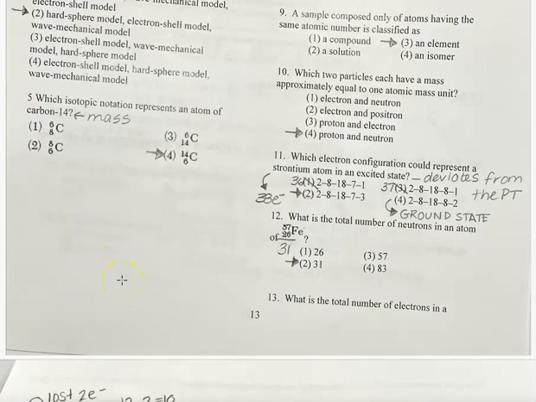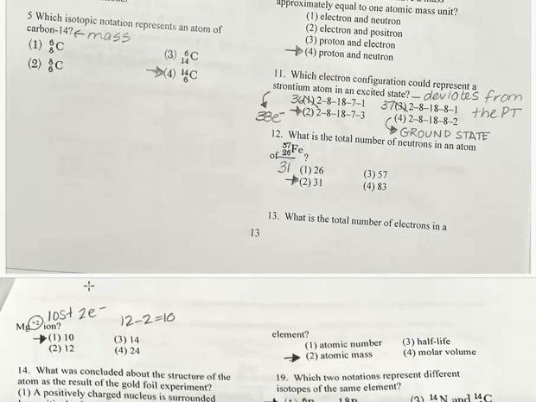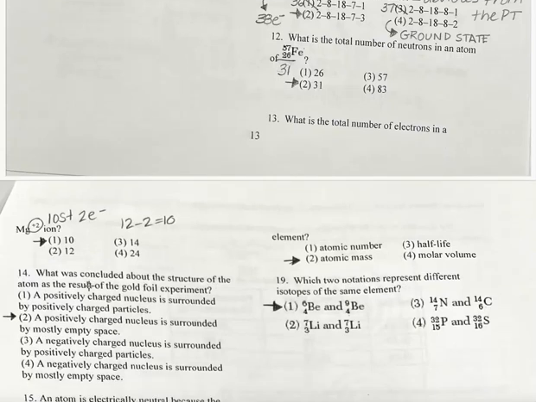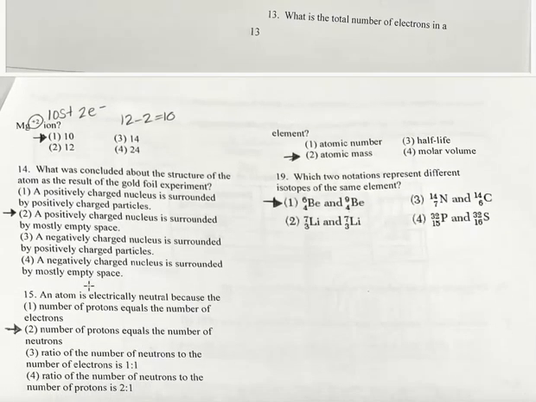In 12, what is the total number of neutrons in an atom of iron-57? Remember, I have to subtract the atomic number from the atomic mass, and I get the number of neutrons. 13, what is the total number of electrons in a magnesium 2+ ion? That means it lost 2 electrons. Magnesium normally has 12. If I subtract 2, I get 10.